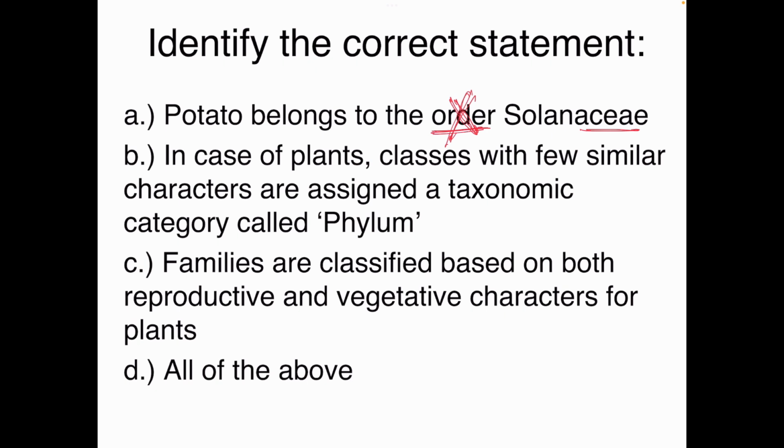In case of plants, classes with few similar characters are assigned a taxonomic category called phylum. No, we discussed it, okay. It is called as division. So this is also a wrong statement. Families are classified based on both reproductive and vegetative characters for plants. This is the correct statement, okay. So if you have thought of option D, then you need to go back and read your NCERT properly, okay. You need to refine your concepts.